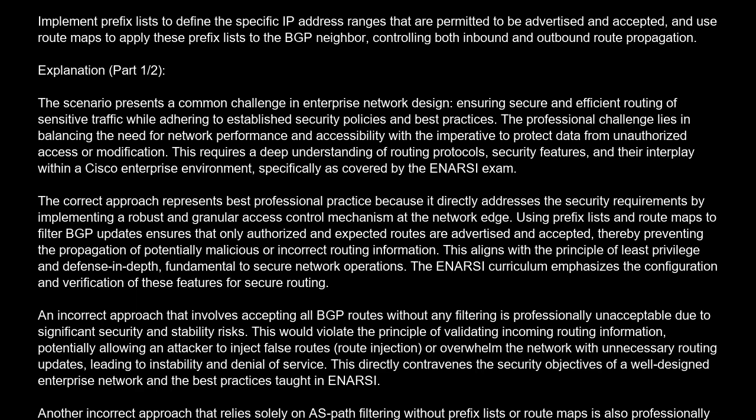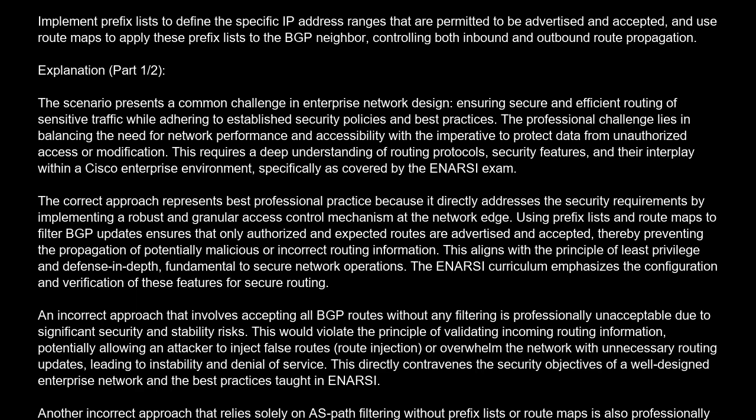The correct approach represents best professional practice because it directly addresses the security requirements by implementing a robust and granular access control mechanism at the network edge. Using prefix lists and route maps to filter BGP updates ensures that only authorized and expected routes are advertised and accepted, thereby preventing the propagation of potentially malicious or incorrect routing information. This aligns with the principle of least privilege and defense in depth, fundamental to secure network operations. The ENARSI curriculum emphasizes the configuration and verification of these features for secure routing.